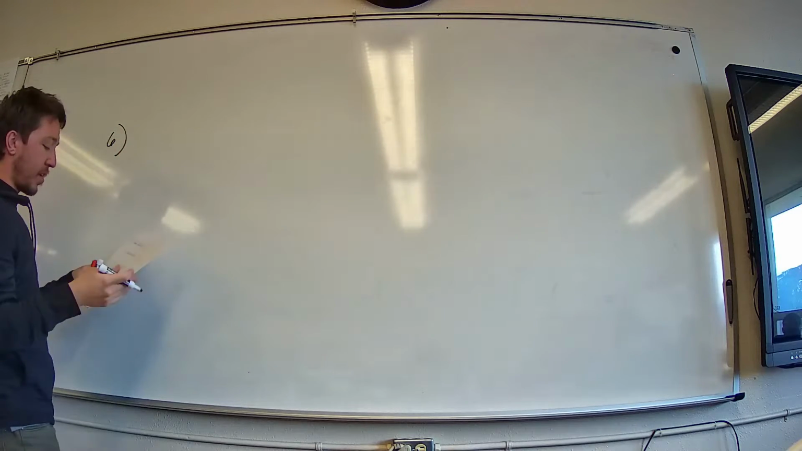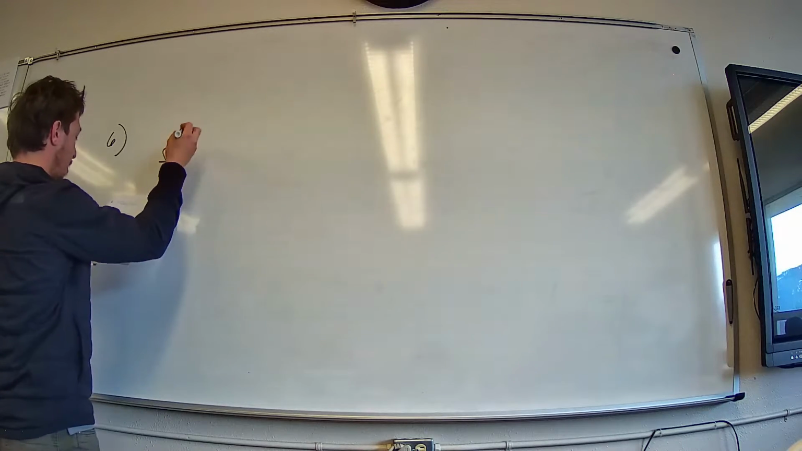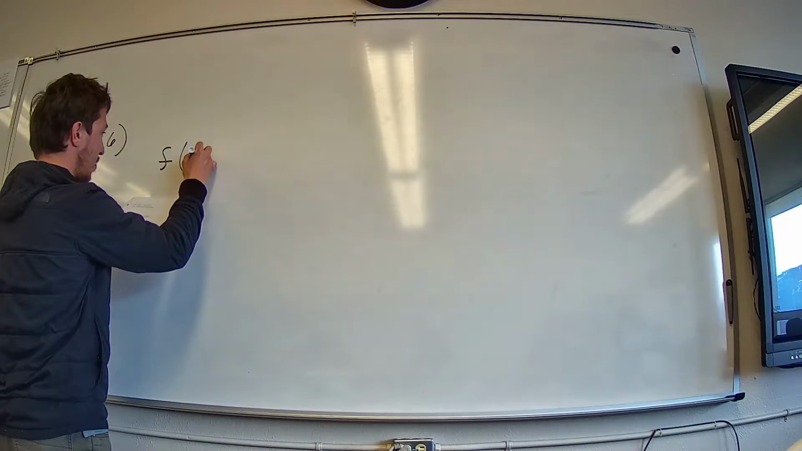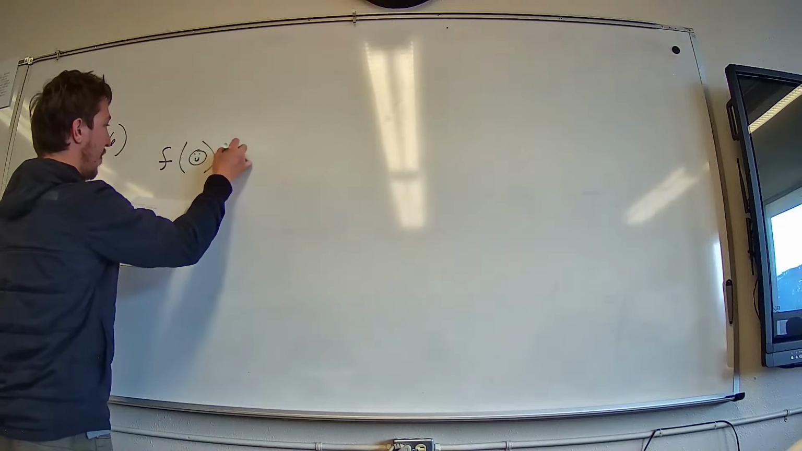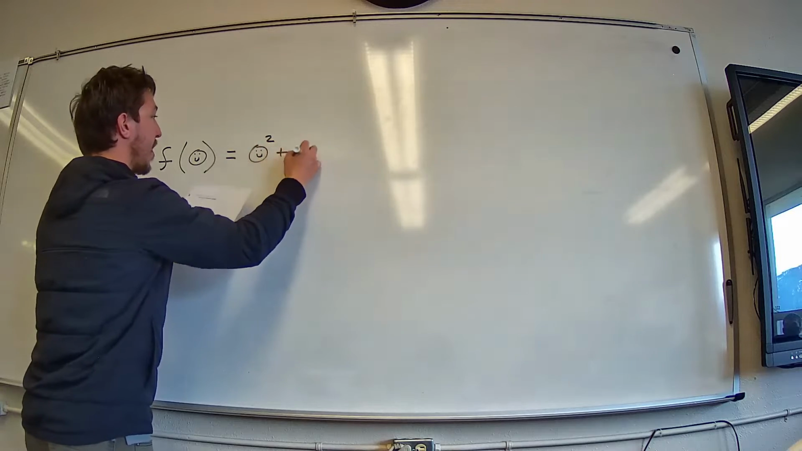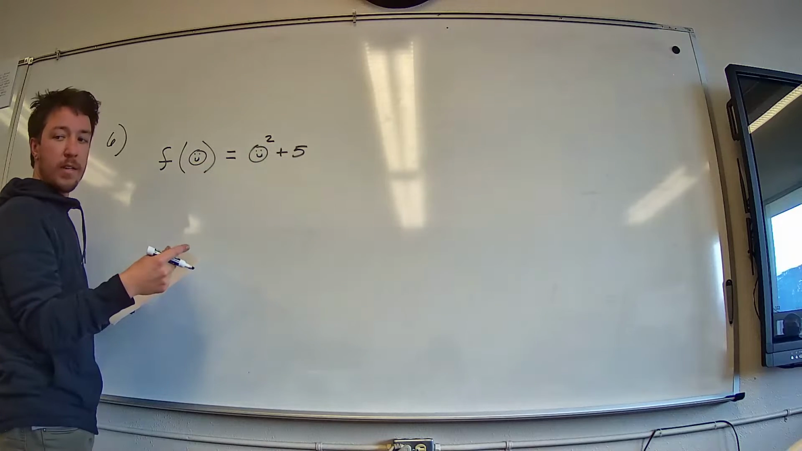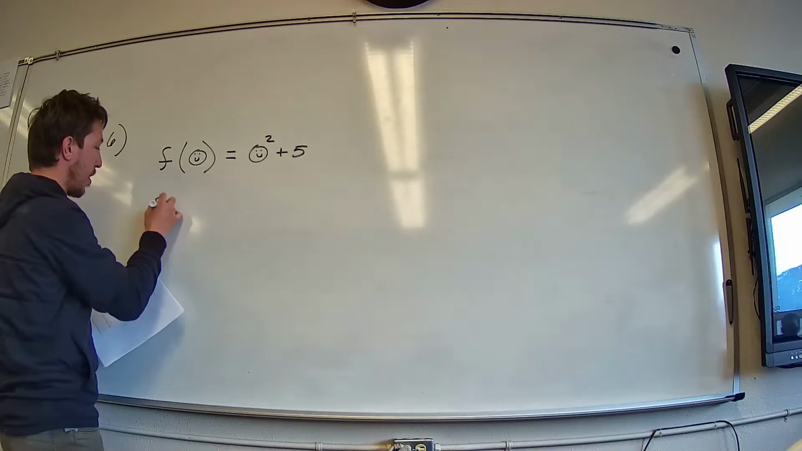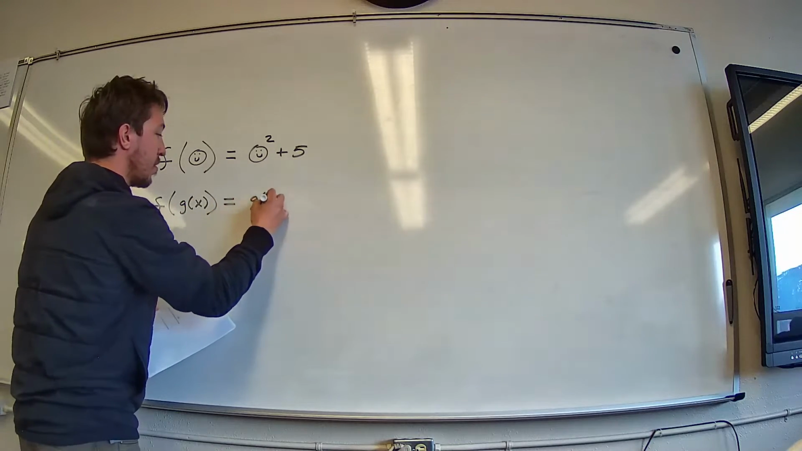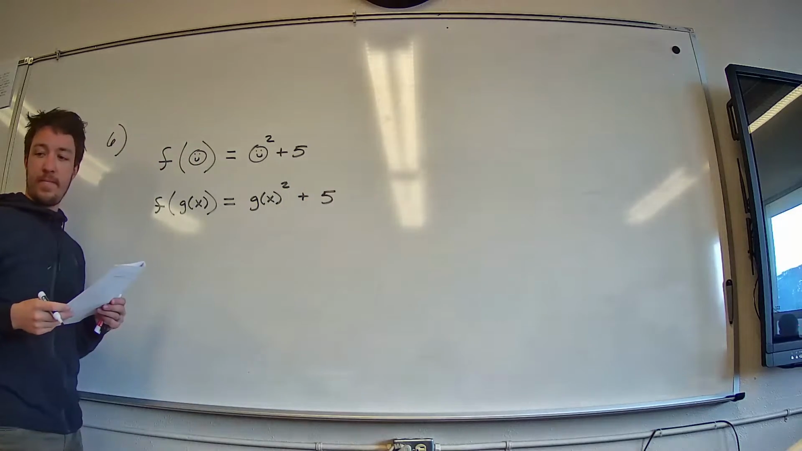Okay, you've got f of x and g of x. What would it look like if you went f of, first, what's f of smiley face? F of smiley face would be smiley face squared plus 5. The idea being, if you have f of something, it's just that something squared plus 5, right? So what happens if you go f of g of x? Well, you have g of x squared plus 5. Do we all feel okay about that?